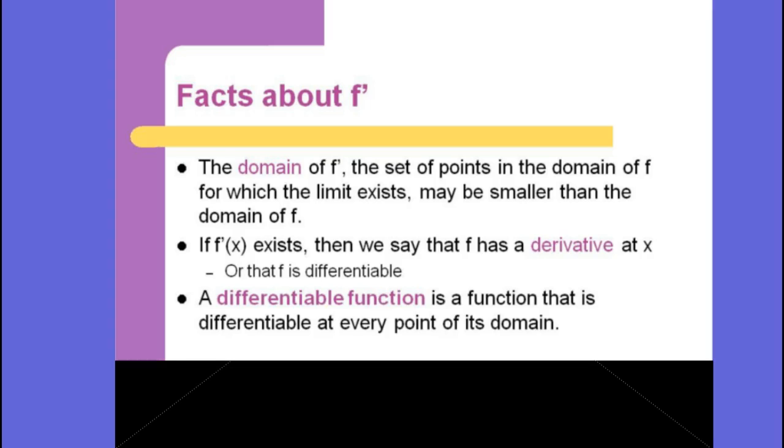There are times where the domain of f prime will be shrunk. If f prime exists, then we say that f has a derivative at x, or that f is differentiable. F is differentiable is another way of saying the derivative again. Lots of words, lots of meanings. A differentiable function is a function that is differentiable at every point of its domain.